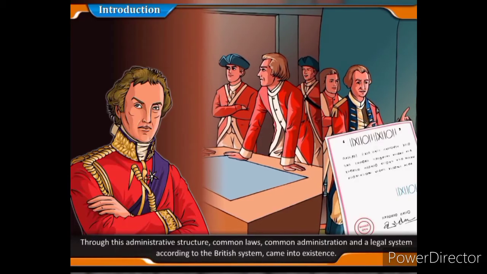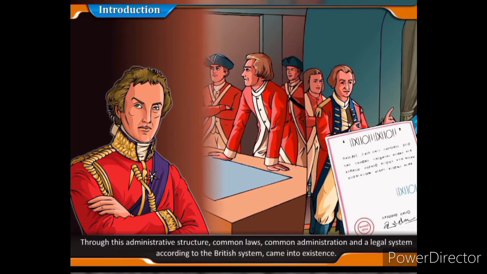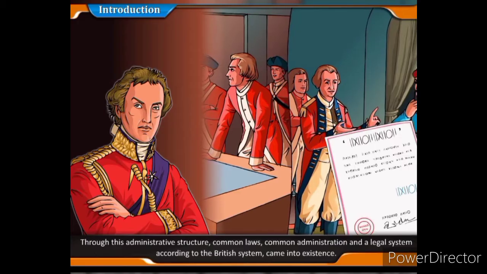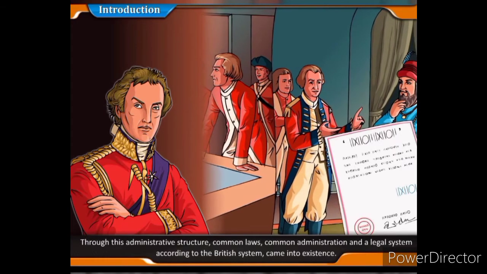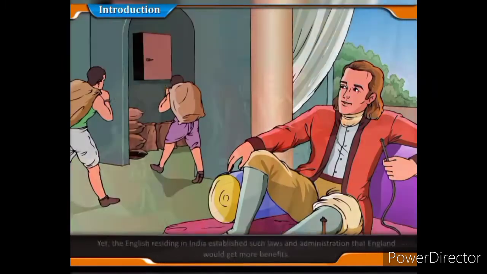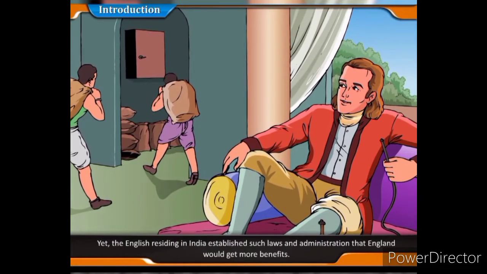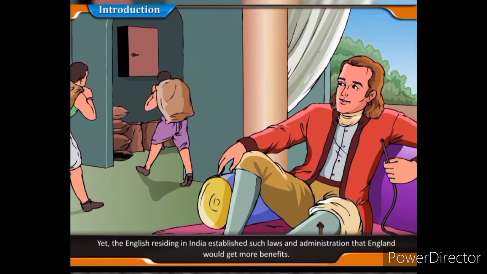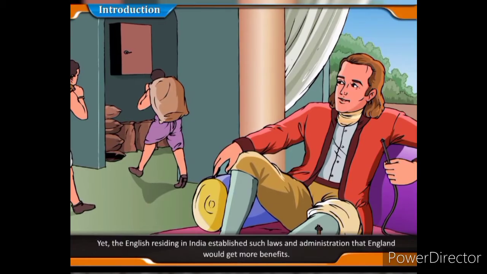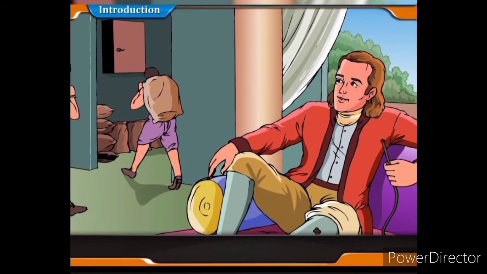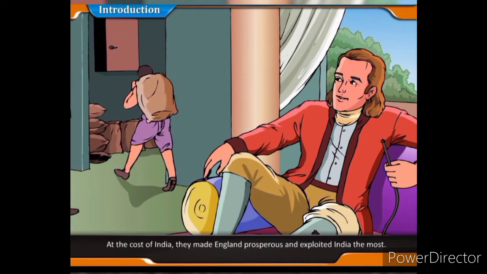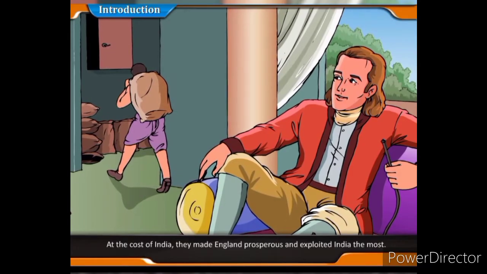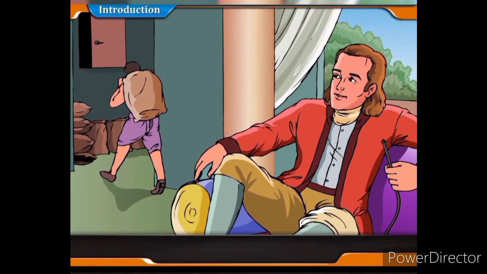Through this administrative structure, common laws, common administration, and a legal system according to the British system came into existence. Yet, the English residing in India established such laws and administration that England would get more benefits. At the cost of India, they made England prosperous and exploited India the most.